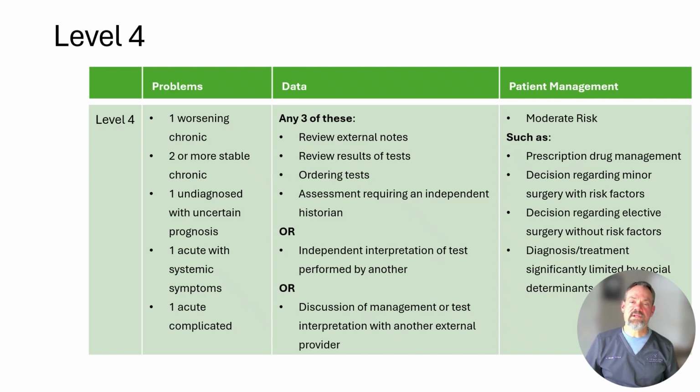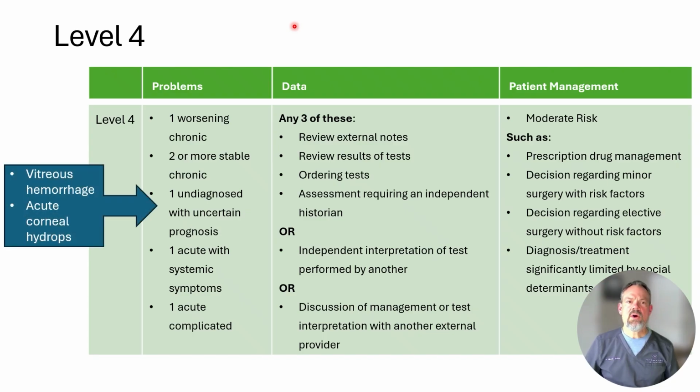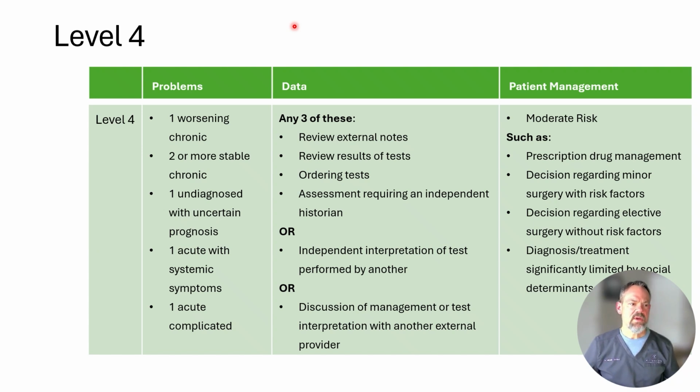And moving on to level 4, this is the most complex. So we've talked about previously worsening chronic, stable chronic, but now let's move into some new areas. One would be one undiagnosed with uncertain prognosis, and examples of this might be a vitreous hemorrhage or acute corneal hydrops. You're not sure exactly how complicated this is going to be.